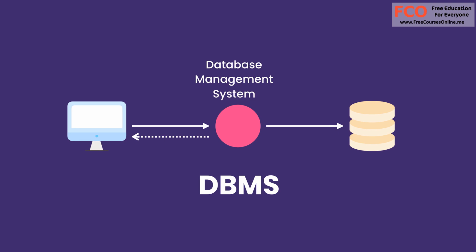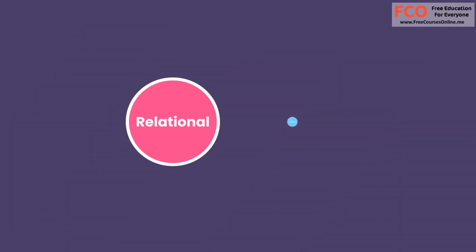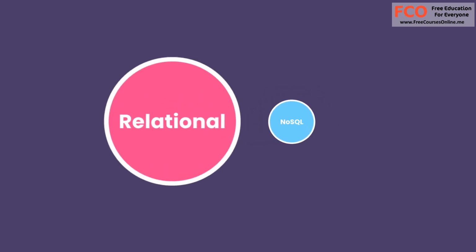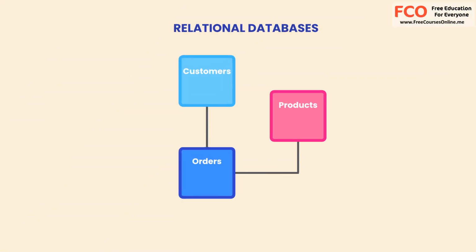Now, we have several database management systems out there, and these are classified into two categories: relational and non-relational, also called NoSQL. In relational databases, we store data in tables that are linked to each other using relationships. That's why we call these databases relational databases. Each table stores data about a specific type of object, like customer, product, order, and so on.